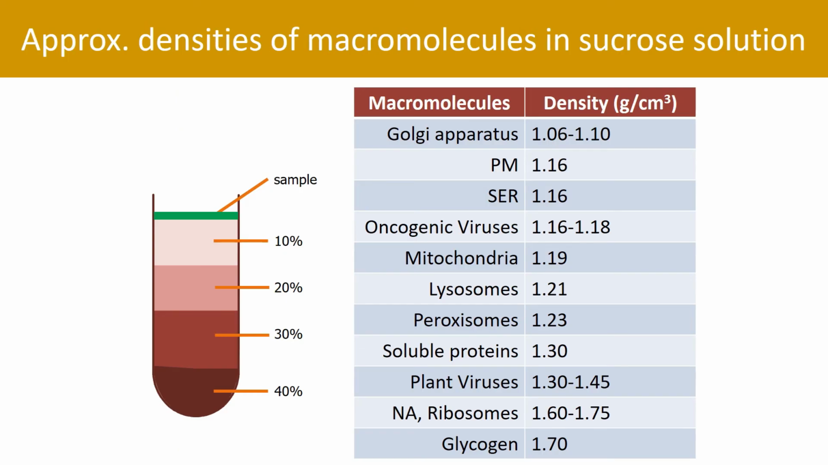This is a symbolic diagram to show how the gradient, once made, will appear in a centrifuge tube. You can see that the highest density is at the bottom and the lowest density is at the top. Right on top of it, you load the sample, the green color. And there is a table, just for your information, showing the density of certain macromolecules. The Golgi apparatus is 1.06 to 1.10 gram per centimeter cube. Glycogen is 1.7. So if you want to separate Golgi apparatus and glycogen from the same sample, your gradient should have a range of 1.0 to 1.7 gram per centimeter cube. Only then can glycogen be separated from Golgi apparatus. This has to be kept in mind while preparing a gradient.